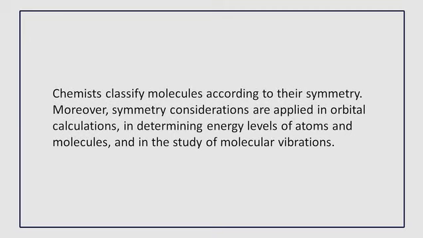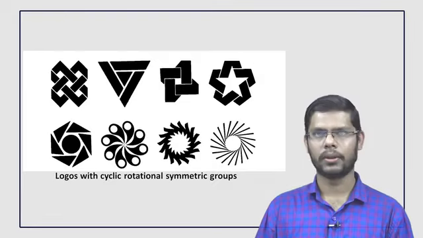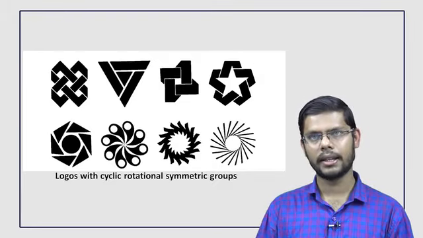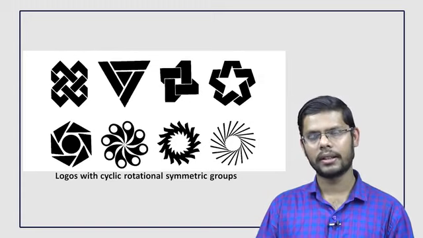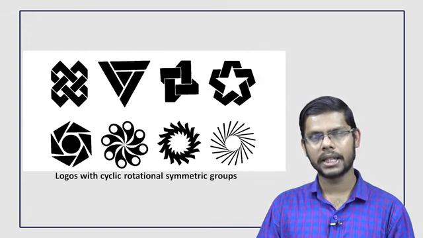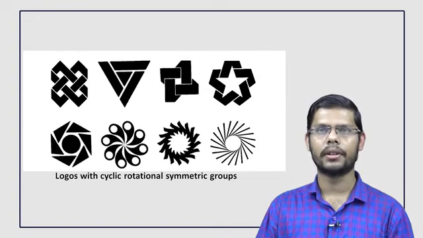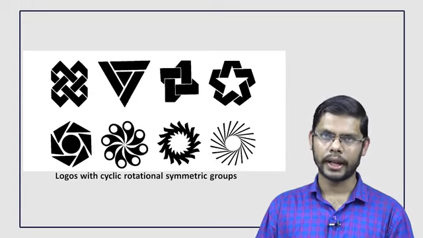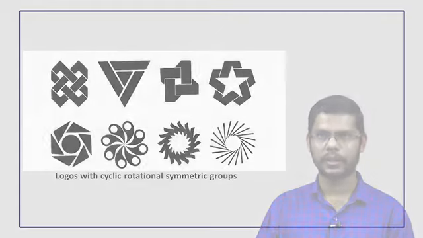Moreover, symmetry considerations are applied in orbital calculation, in determining energy levels of atoms and molecules, and in the study of molecular vibration. Now there is this 8 picture, where we can see that it has a special kind of symmetry. It's a rotational symmetry. If we rotate this picture by some specific angle, then we can see that this picture has the symmetry. So here we can define the group of symmetries of this picture.